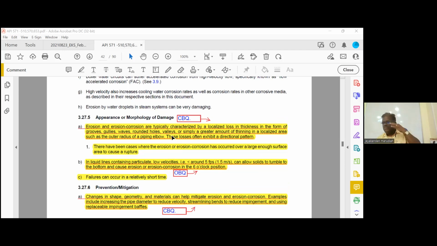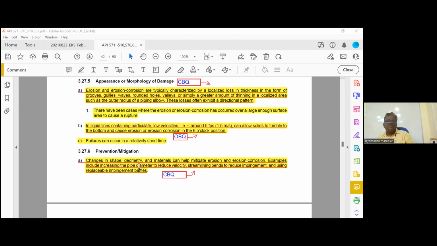That is important. Then B, in liquid lines containing particulate, low velocity, that is around 5 feet per second, can allow solids to tumble at the bottom and cause damage in the 6 o'clock position. So if the velocity is low, at the 6 o'clock position at the bottom, there will be an erosion corrosion problem. That is an open book question.